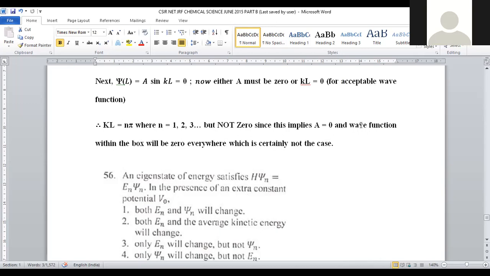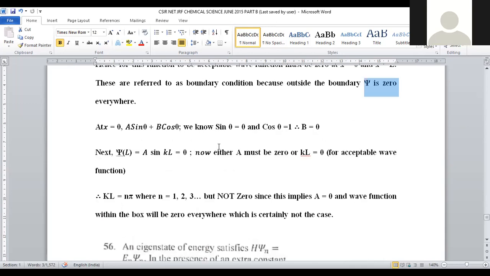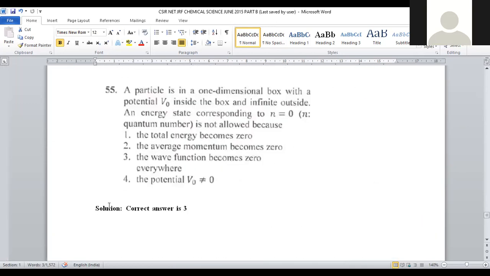So why did it happen? Because the wave function in the box is 0 everywhere. Everywhere the wave function becomes 0. So that is provided in option number 3. For question number 55, option number 3 is the correct answer.